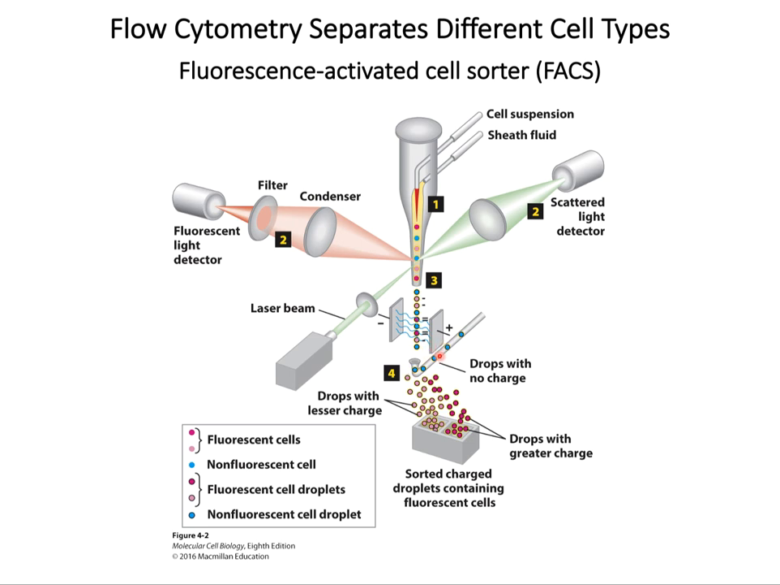The drops with no charge, so no cell or no fluorescing cell, would be collected in this collection tube and be discarded. But any drops with a charge on them, which means they contain a cell labeled with a fluorescent antibody, will be deflected by the charged plates and be collected. Then you have the T cells separated from the heterogeneous population, and you can take those T cells and study their biochemistry, genetics, and molecular characteristics.